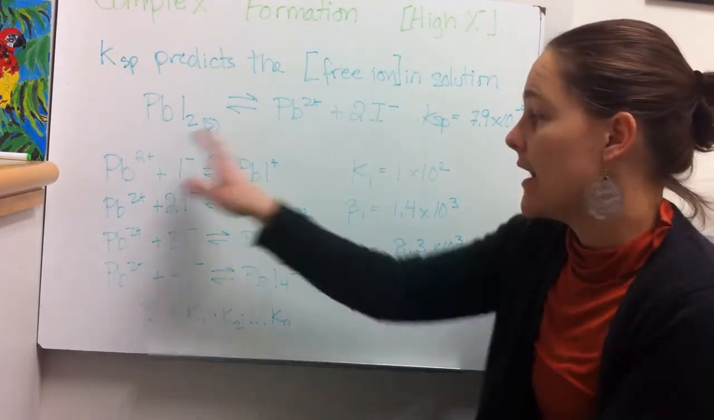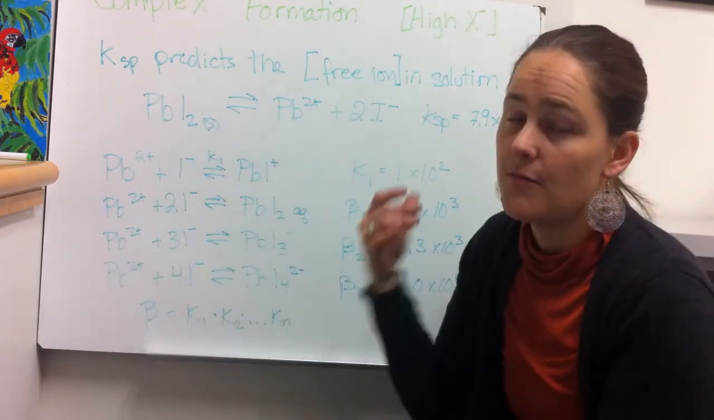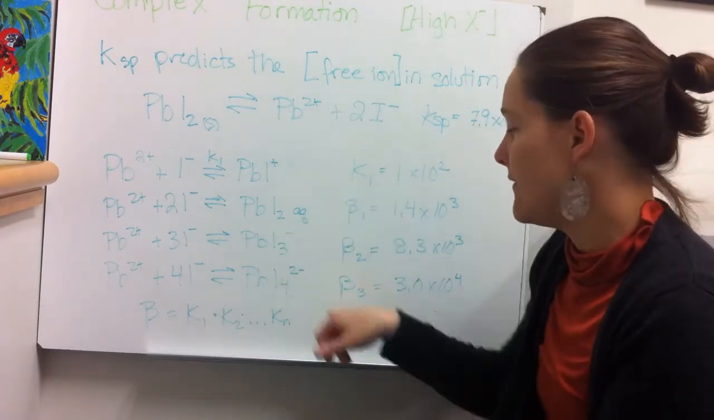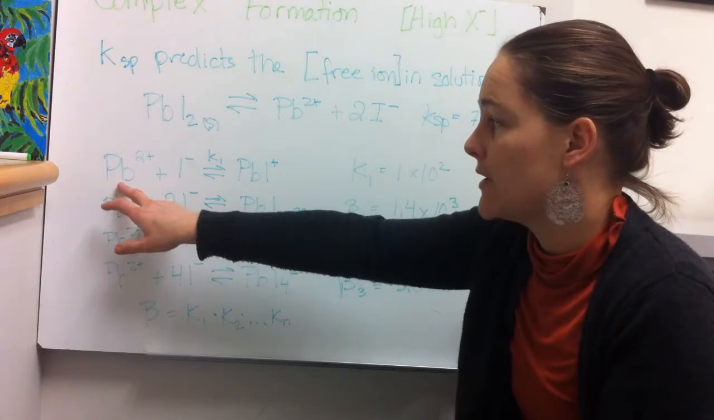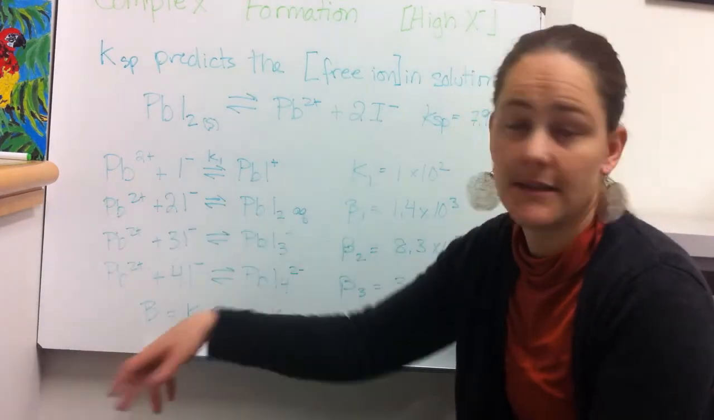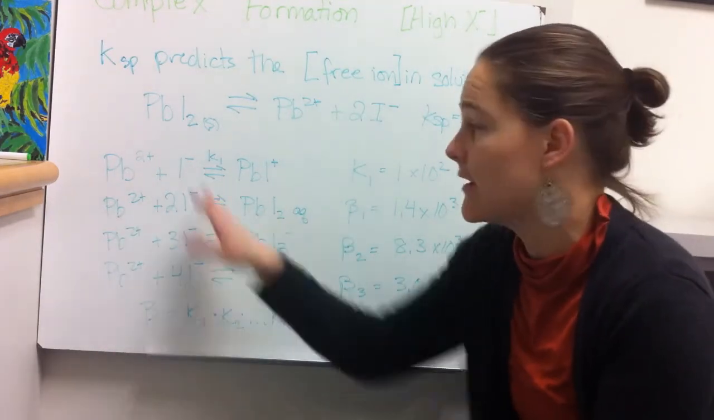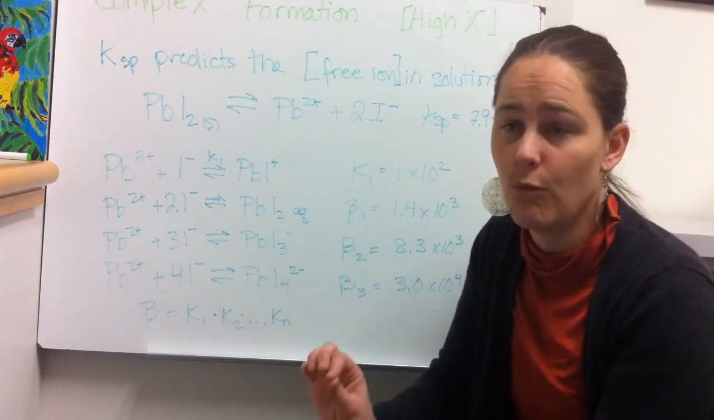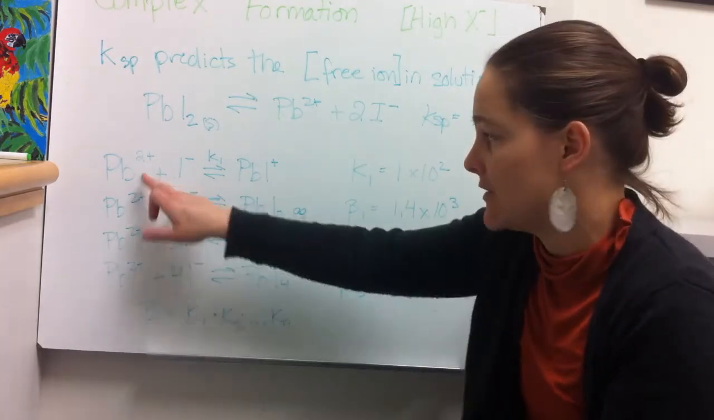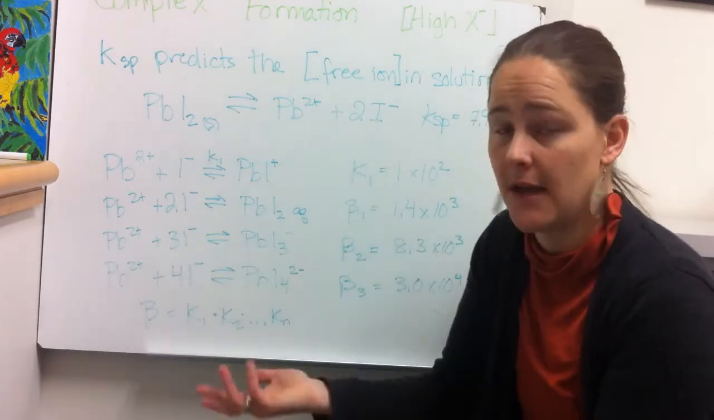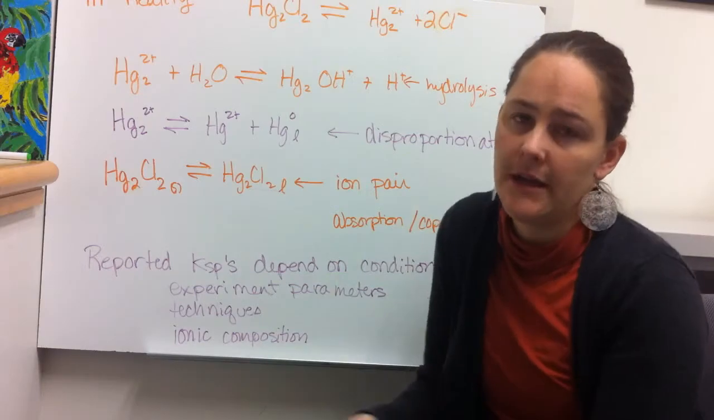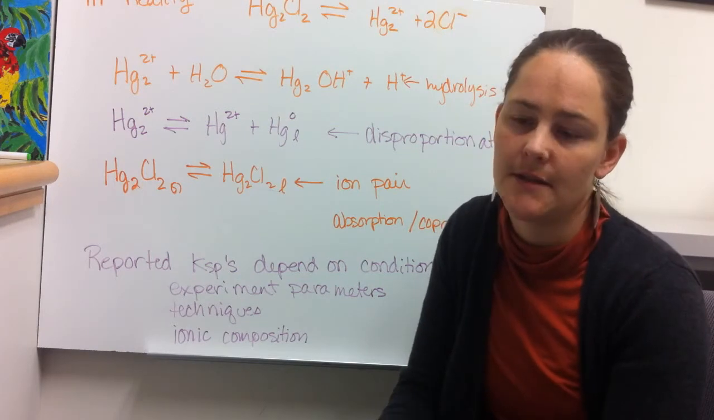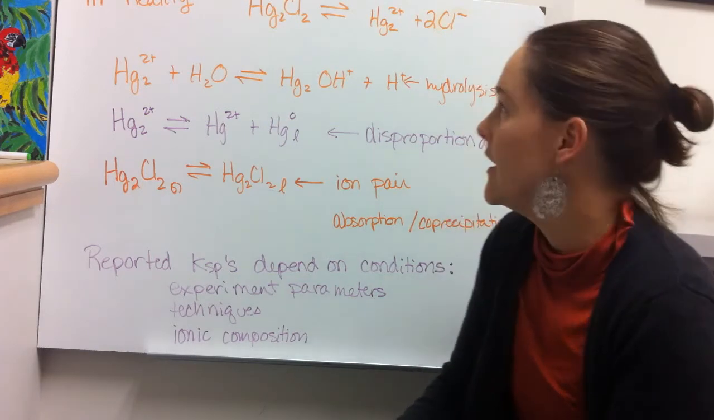You can write all these expressions, but they all have to be simultaneously satisfied. So you have your K values, but since this is all taking place in the same beaker, the concentration of lead in the solution is exactly one value. You can't have a different concentration of lead here as here, because it's all happening in the same beaker. Of course, in realistic systems, this is all a bit more complex.